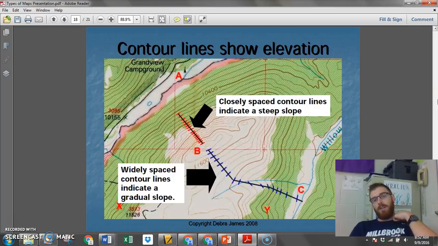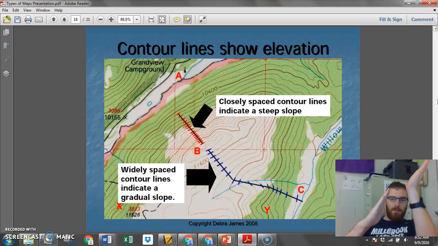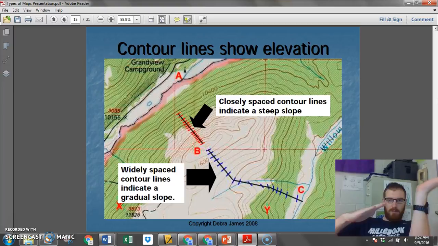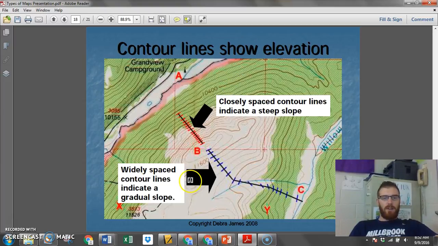Another thing you need to know is that how close contour lines are represents the steepness of the slope. If contour lines are close together, that means the slope is steep. What I mean by steep is that it goes up at a high angle. Okay, so this is steep versus gradual, which would be like this. Okay, so steep, gradual. Okay, and widely spaced contour lines indicate a gradual slope.